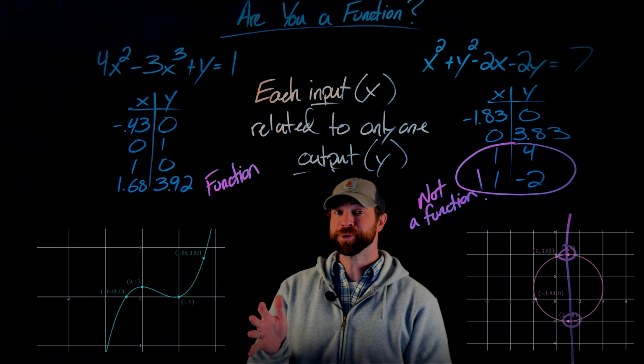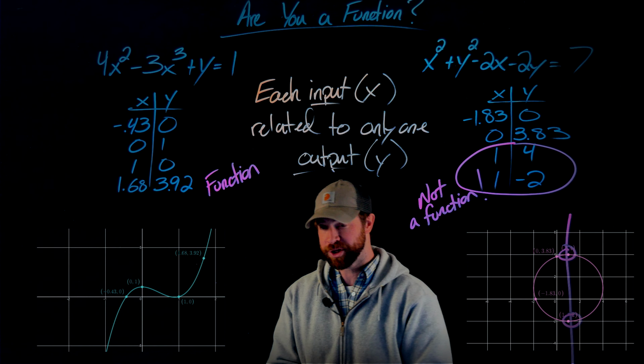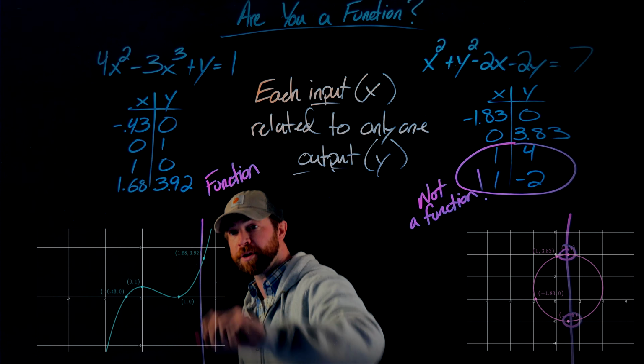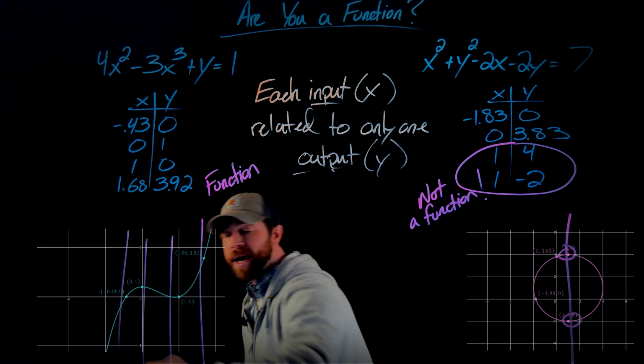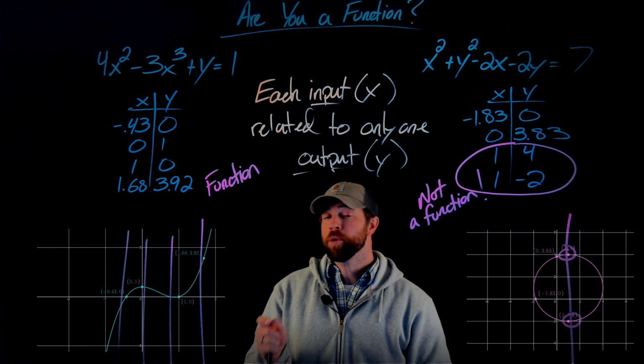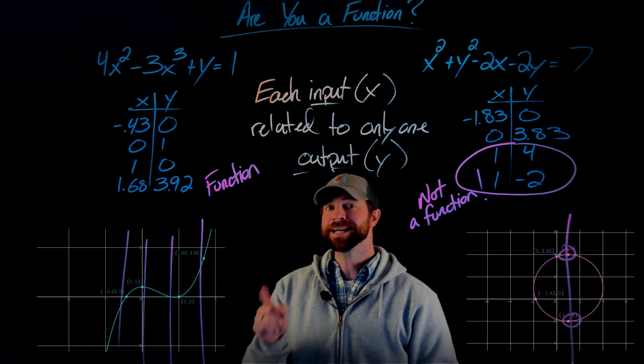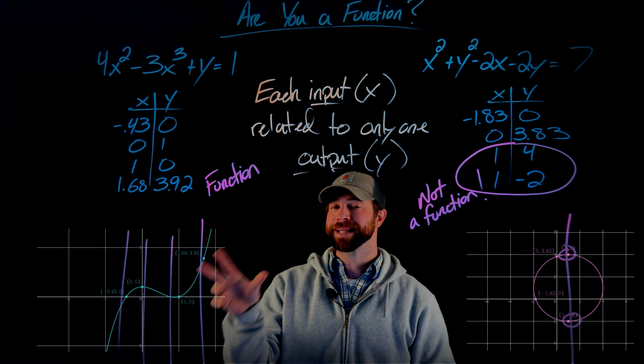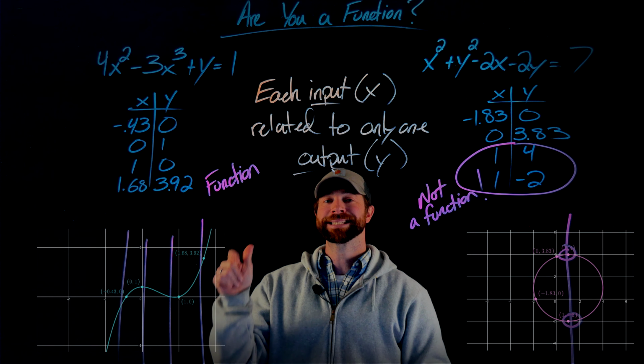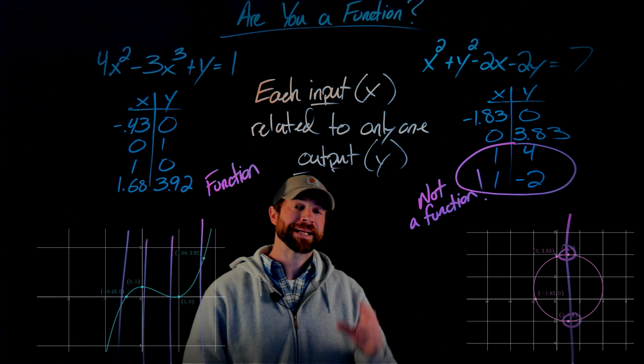It's not possible to do the same thing with this first relation. If I draw perfectly vertical lines anywhere on this graph, at no point can I draw a perfectly vertical line through 2 points. That does say that this is a function, this relation is a function between x and y. This relationship is not a function.